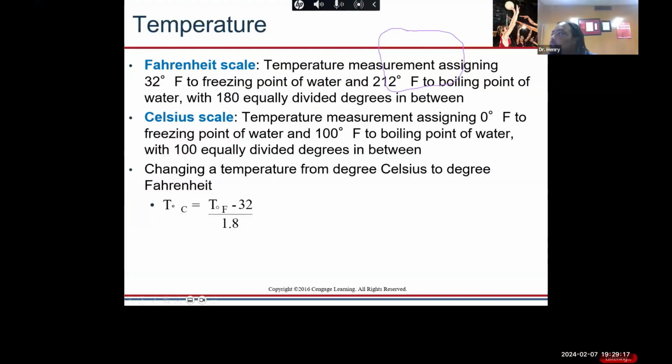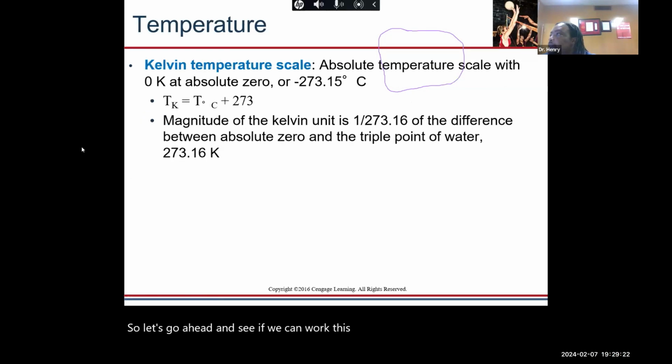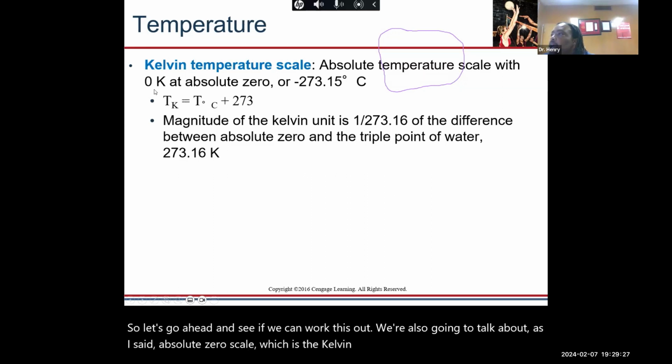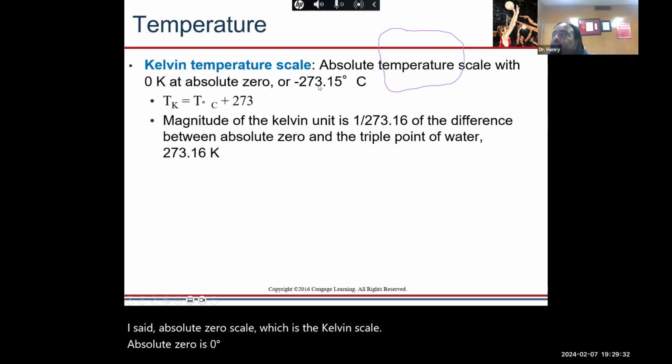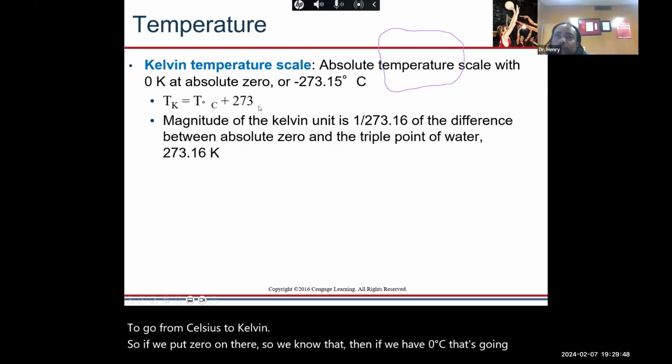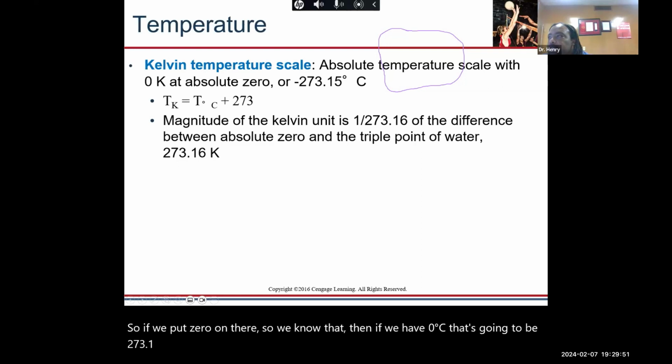Okay, so let's go ahead and see if we can work this out. We're also going to talk about, as I said, absolute zero scale, which is the Kelvin scale. Absolute zero is 0 degrees Kelvin, which is equivalent to minus 273.15 degrees Celsius. This would be the conversion to go from Celsius to Kelvin. If we put zero in there, we know that if we have 0 degrees Celsius, that's going to be 273.15 degrees Kelvin.